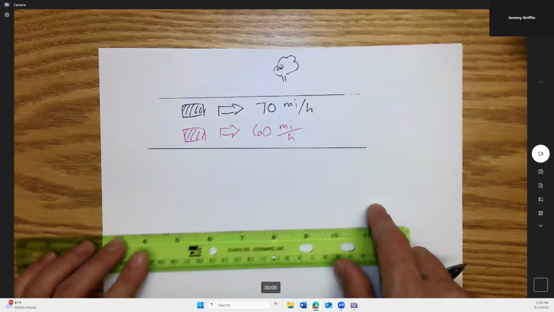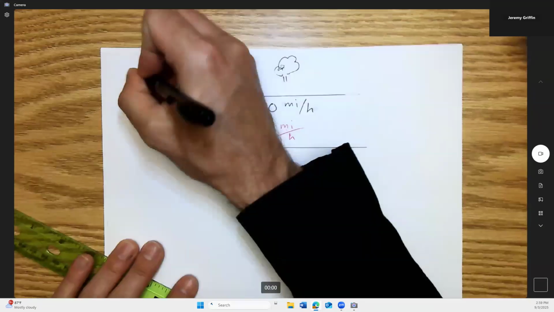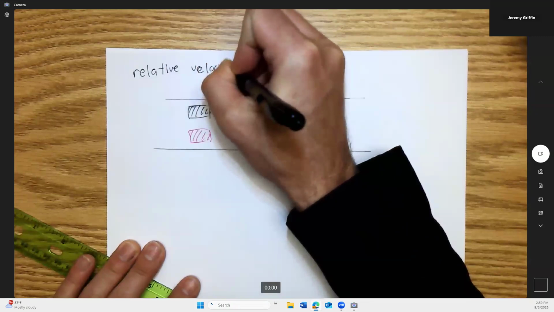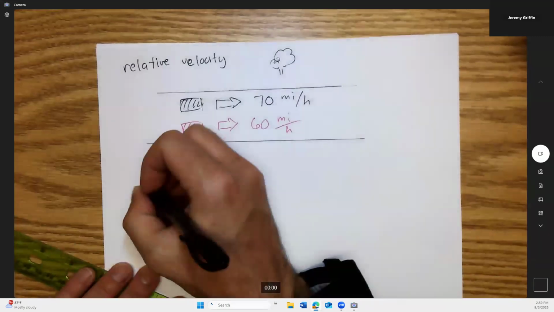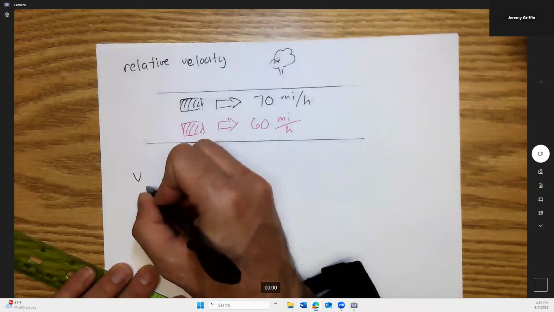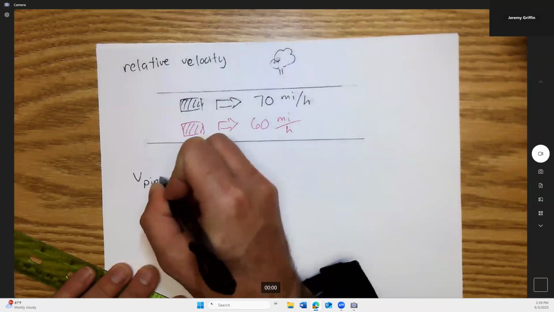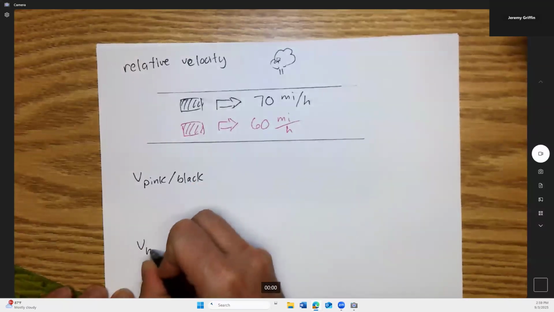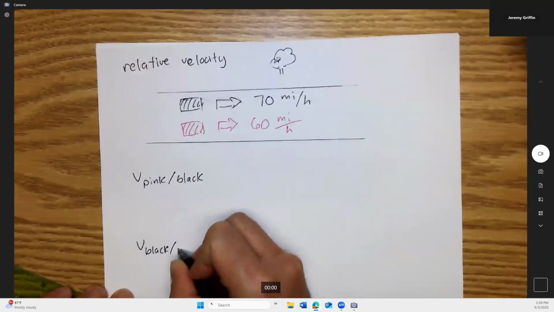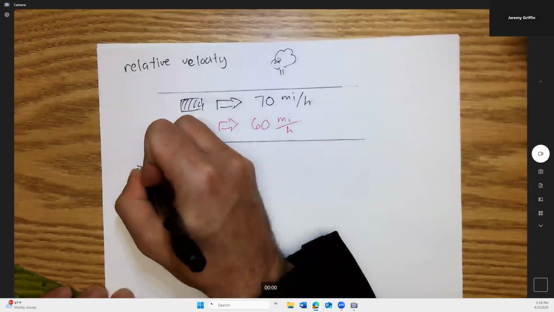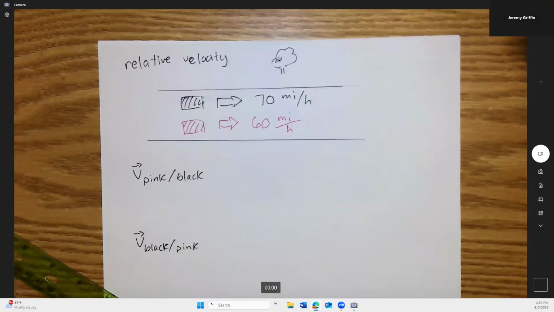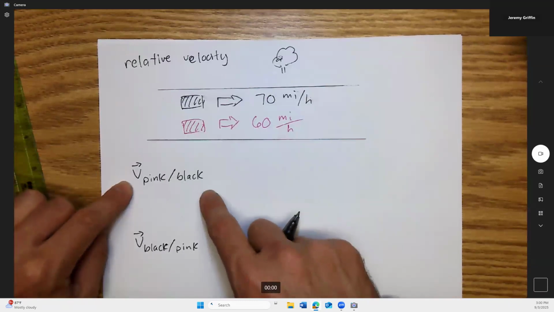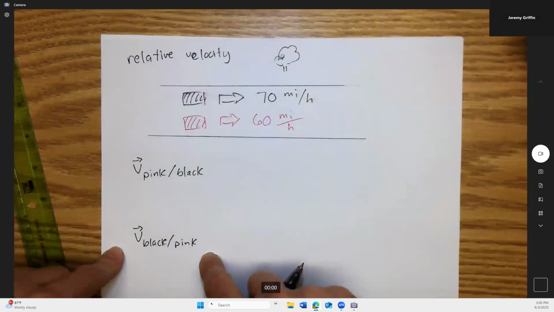Now, since this is about here, I should give you guys a title: relative velocity. Right, is the idea I'm trying to cover here. So, what is the velocity of the pink car relative to the black car? And then what is the velocity of the black car relative to the pink car? You'll fill in little vector arrows here. And then you can figure this out logically, and then I'll show you a more formal way to do this. So the pink relative to the black. Actually, let's start with this one. The black relative to the pink.